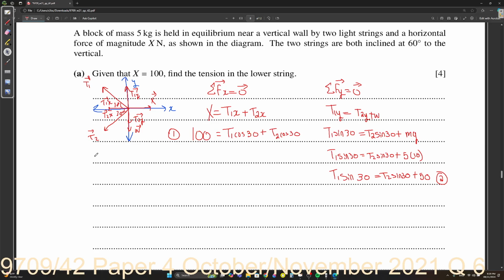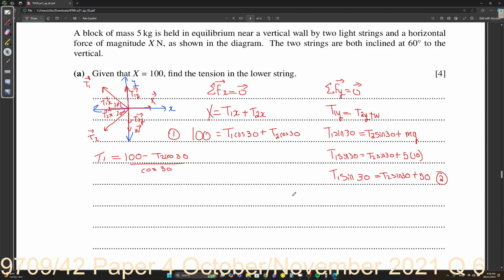I define T1. An expression for T1 would be, take T2 cosine 30 to the other side. It's going to be 100 minus T2 cosine 30 over cosine 30. Because we took T2 cosine 30 to the other side and we divided by cosine 30. Okay, so this is T1.